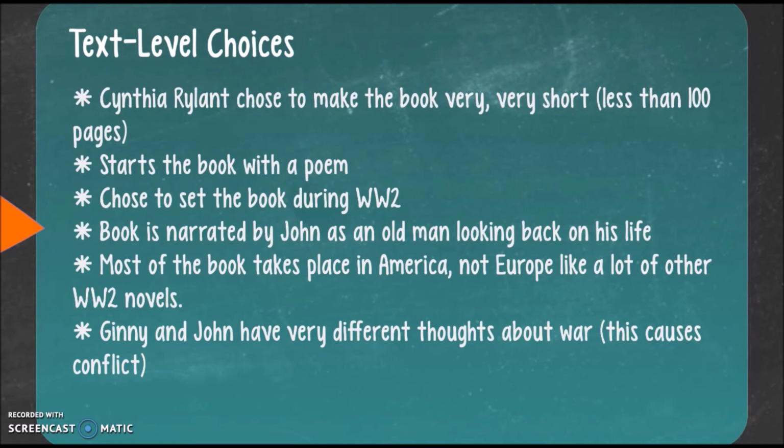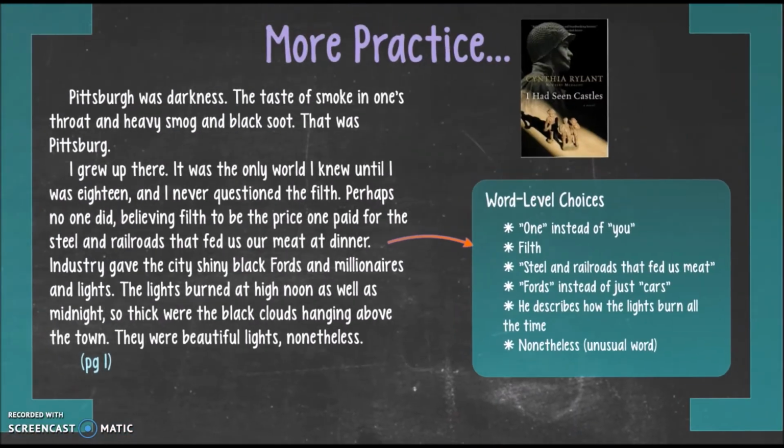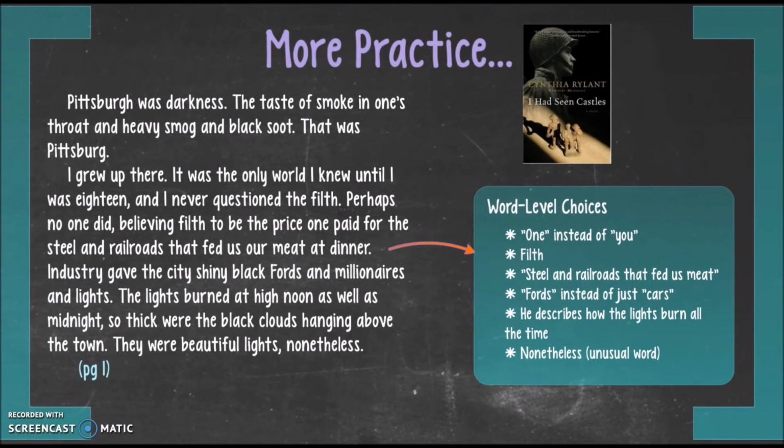And why do they make this choice? They could have just said, oh, Jenny and John both are super patriotic and just want to join the war effort and everything. But no, that's what sets up a conflict between these two people that start a relationship together. So let's have a little bit of practice here, okay? I'm going to read to you this excerpt from I Had Seen Castles.